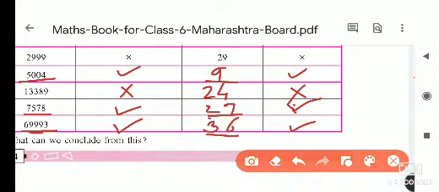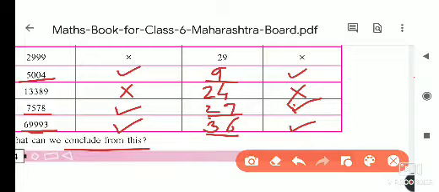And from this, what do we conclude? Just wait a minute, pause the video and think about it, and make a statement of the divisibility test of 9. So check: if the sum of digits of a number is divisible by 9, then the given number is divisible by 9. That is the statement for the divisibility test of 9. Clear? Understood, all of you?